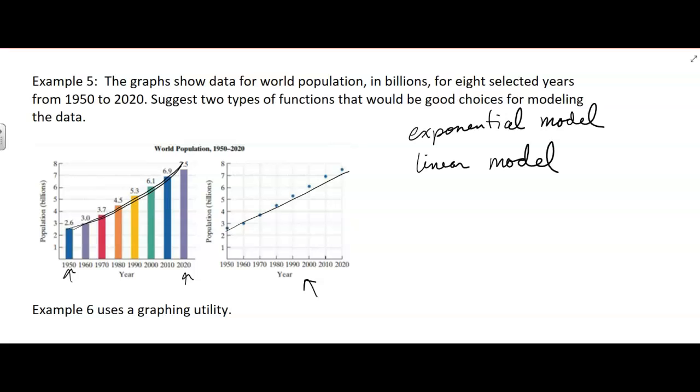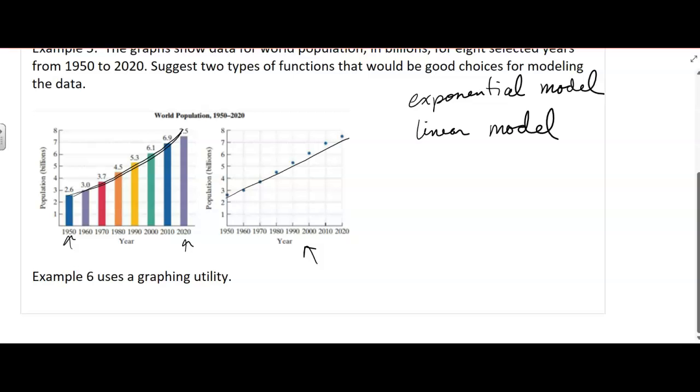So both of those would be considered good choices, and you could play around with that and find out, or you could get more data maybe and find out which model would be the best. Example 6 goes back to what I was talking about. It uses a graphing utility, so I'm not going to do that for this because we don't need to do those kind of problems. But that's pretty much it for this one.